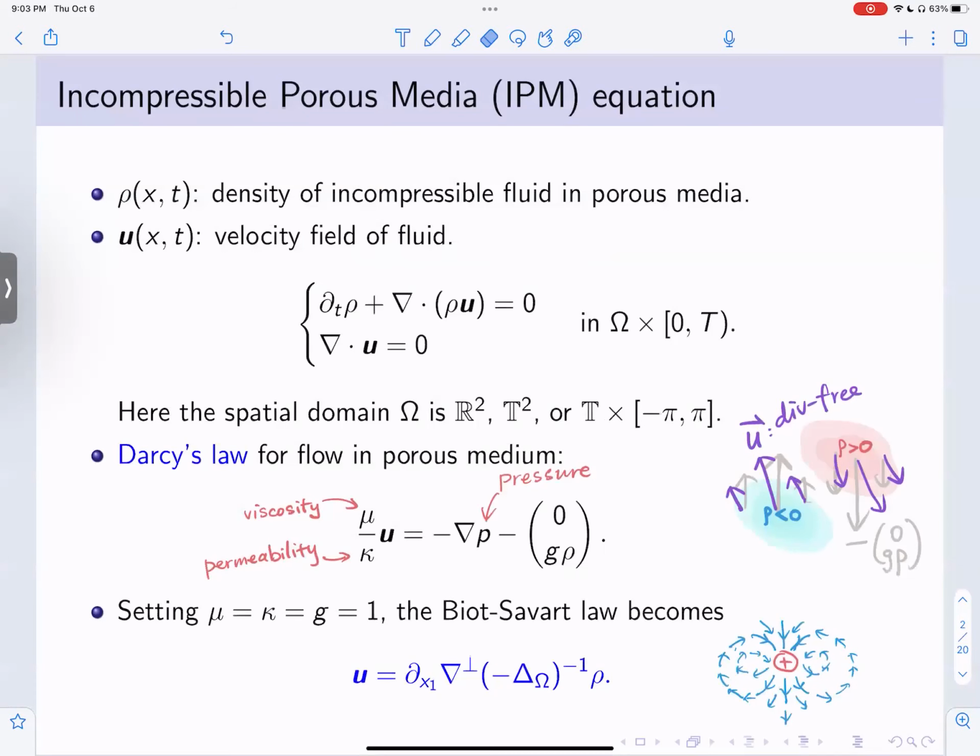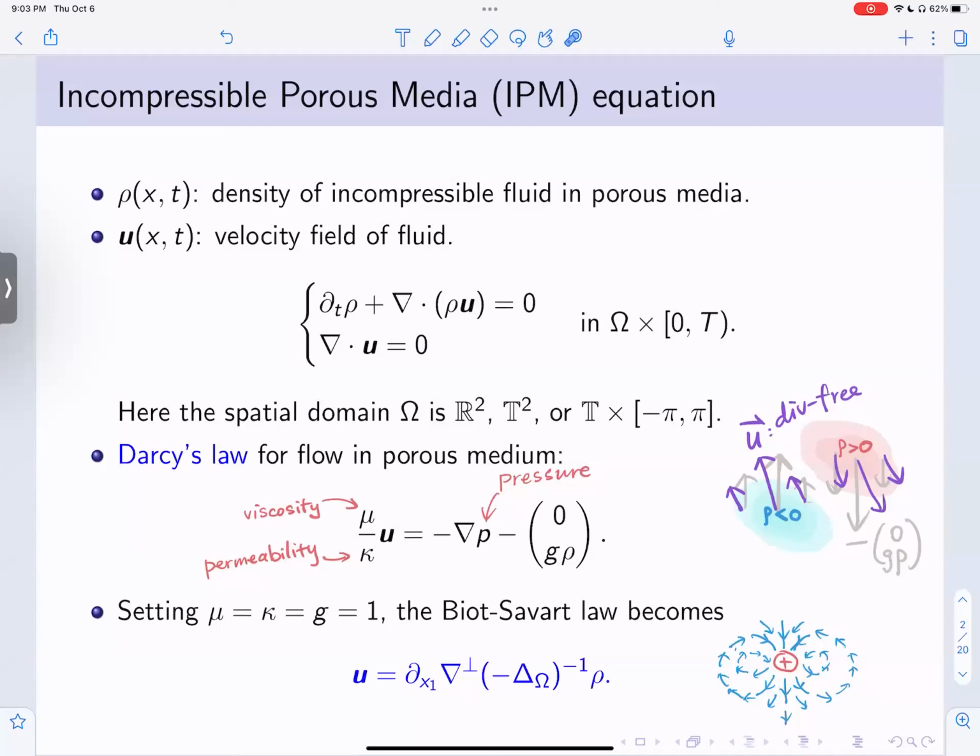So let me start with a quick introduction on what the incompressible porous media equation is, which I will abbreviate as the IPM equations throughout the talk. The idea is that we have some kind of density of incompressible fluid rho, and rho is transported by some velocity field u, which we require to be incompressible. In that case, the equation for rho is simply this transport equation, and u being incompressible means that the divergence of u is equal to 0.